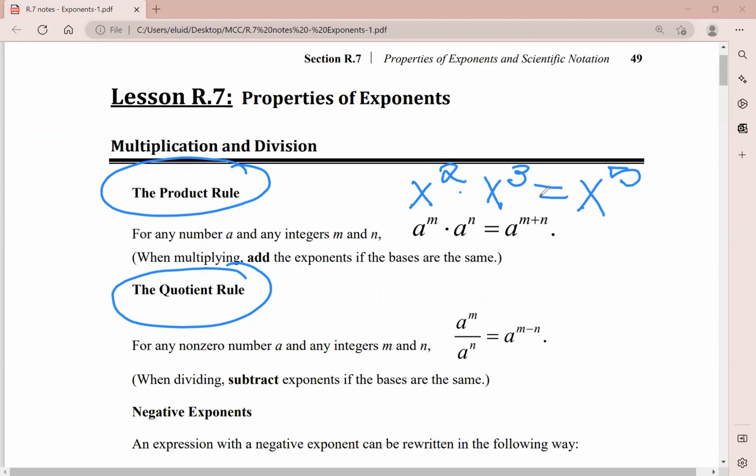So when you have a quotient or a division problem, which will look like a fraction, instead of adding the exponents, we're going to subtract them. And it's important that we subtract the top exponent minus the bottom exponent. So here's a quick example. If you have x squared over x to the third, what we can do is subtract those exponents. 2 minus 3 is equal to -1. Which brings us to our next property.